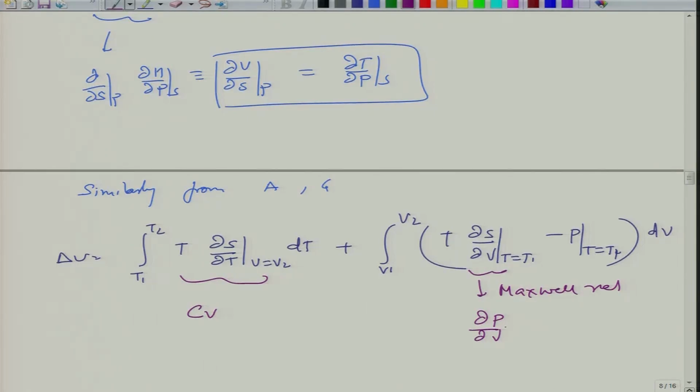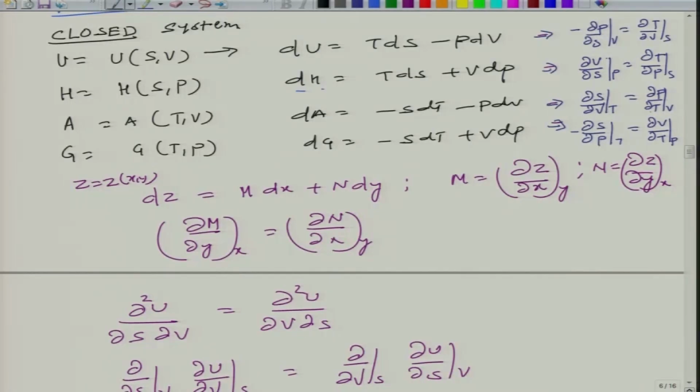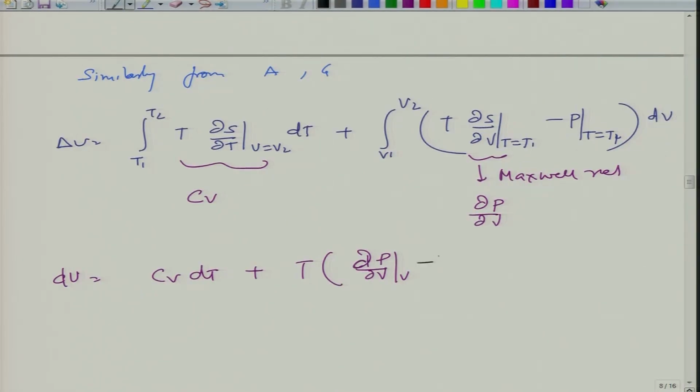We can keep the temperature fixed and find out the change in the pressure as we change the volume, or the other way around. Then our expression in the differential form, not integral form, would be CV dT plus T del P by del T at constant V minus P dV. So this is the differential form here.